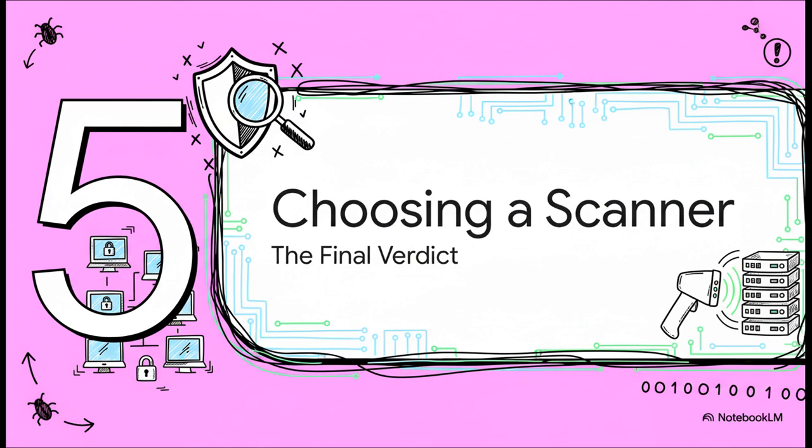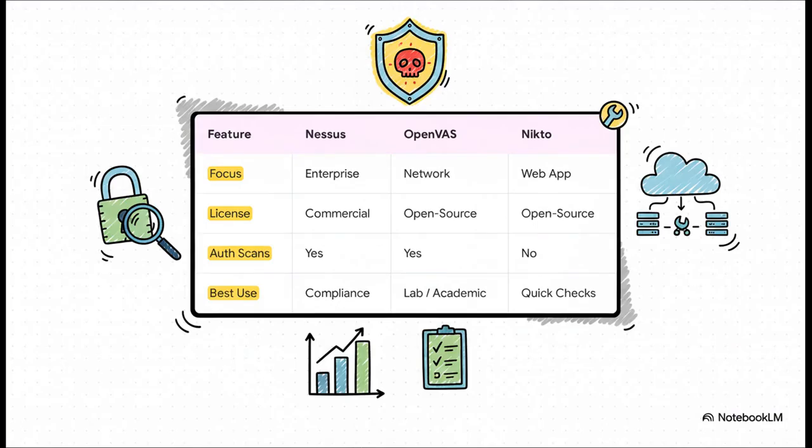Okay, so you've got these different tools. How in the world does an analyst choose the right one for the job? This table breaks it all down perfectly. If you look at the focus row, you see Nikto is all about web apps, while Nessus is for the whole enterprise. License-wise, Nessus is commercial. You've got to pay for it, while Nikto and another tool here, OpenVAS, are open source.